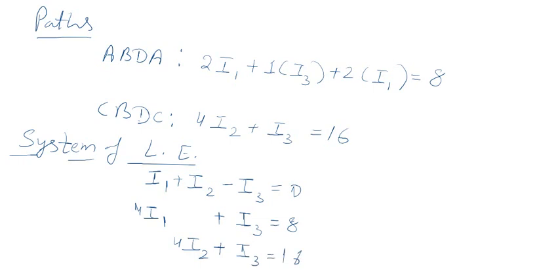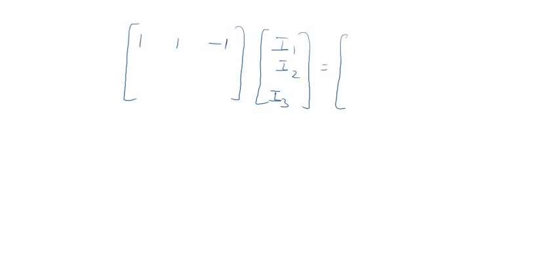If I wish to write it in matrix notation, what will the coefficient matrix be? The first row is 1, 1, minus 1, multiplying I1, I2, I3, equals the constant vector 0, 8, 16. The next is 4I1 plus I3, so 0I2, then 4I2 plus 1I3, that is 16, right? So you have the following system of linear equations to solve: AX equals B. A is a 3 by 3 matrix which we want to solve.